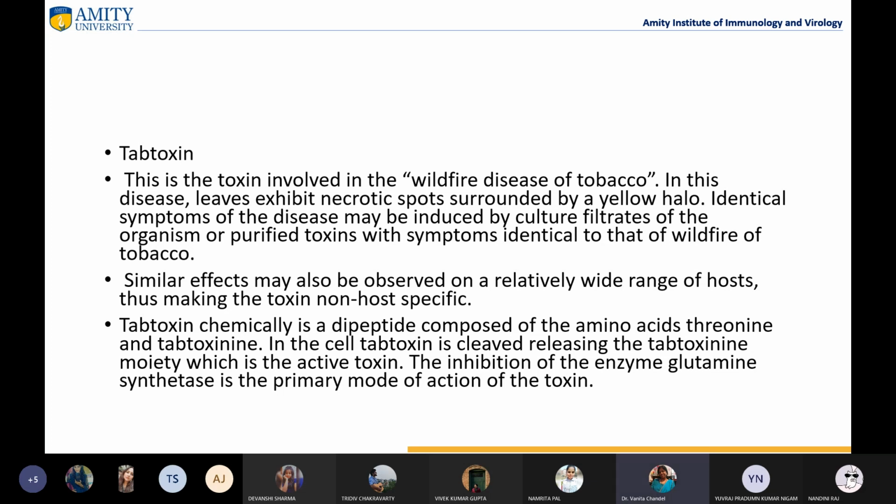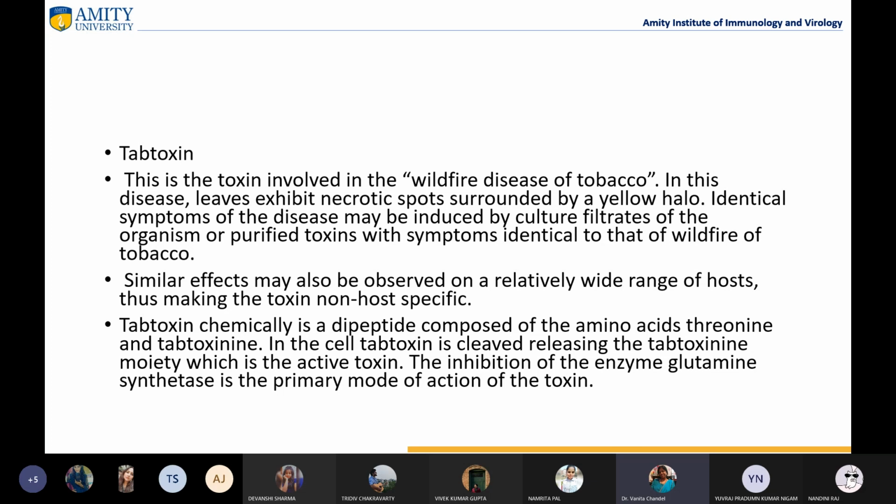Again, this toxin is involved in the wildfire disease of tobacco, and in this disease the leaves show necrotic spots surrounded by a yellow halo, right? The identical symptoms of the disease may be induced by culture filtrates of the organisms or by the purified toxins also, with symptoms identical to the wildfire of tobacco. Similar effects are also observed on a large range of hosts, so that means these toxins are non-host specific because they can produce similar symptoms on other non-host plants also.